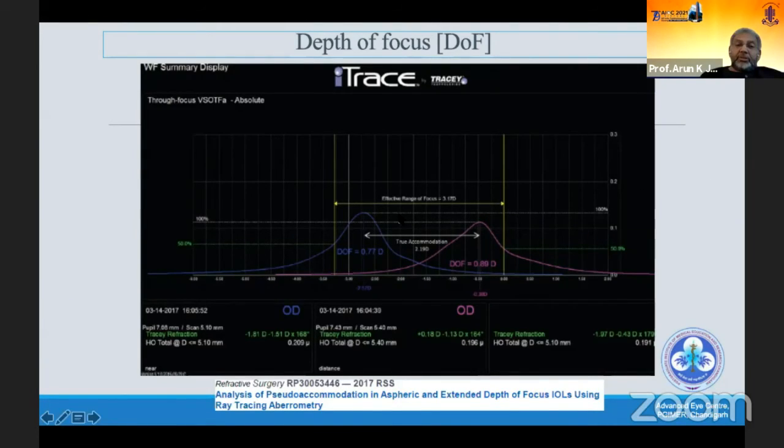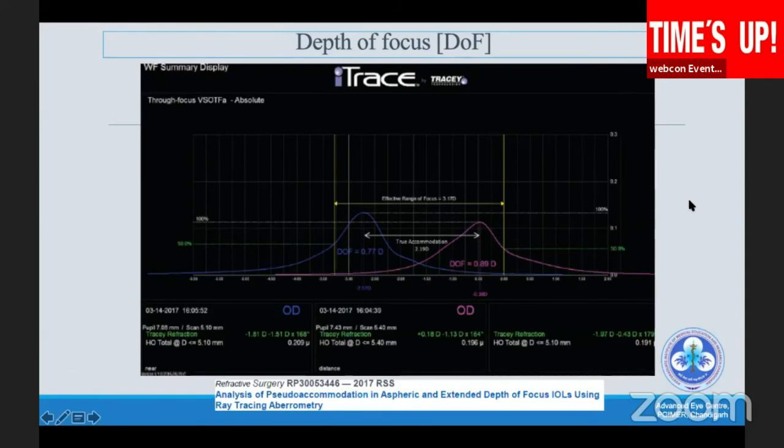This shows the amplitude of accommodation, this is a true pseudo accommodation. The difference between the two peaks, here it is taken by asking the patient to focus for the distance. The blue is for the near, and this is for the distance. And this is a true pseudo accommodative lens like a Crystalens, and these are the two peaks. So the patient has a true pseudo accommodation of 2.19, and the available range is to the tune of 3.17.